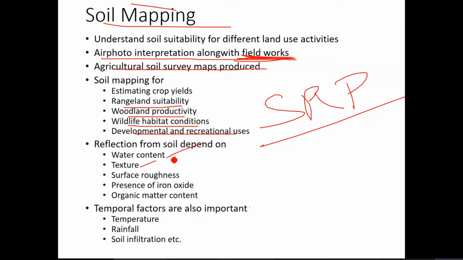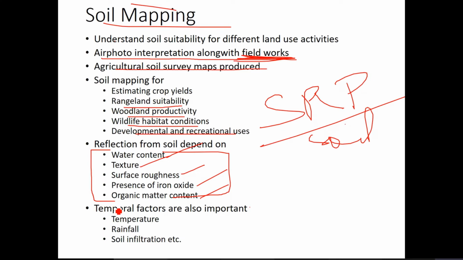The spectral reflectance pattern of various soils depends upon various factors like its water content, its texture, surface roughness, presence of iron oxide, presence of organic matter. We already saw this when we studied SRP of soil, isn't it? So depending upon all these factors, the spectral reflectance pattern of soil is going to vary, and based on these parameters, you can identify certain types of soil and you can map it.